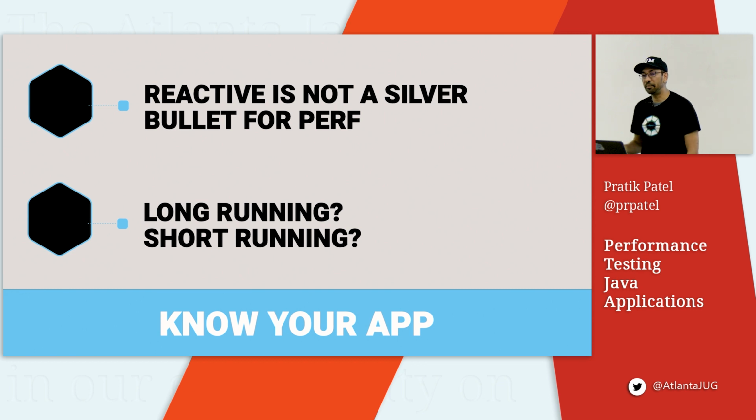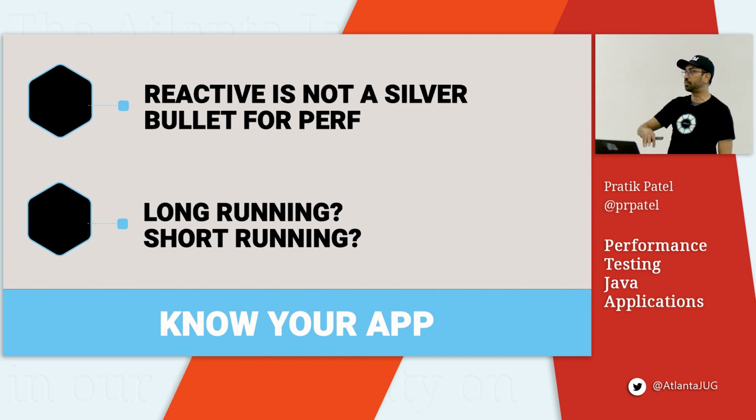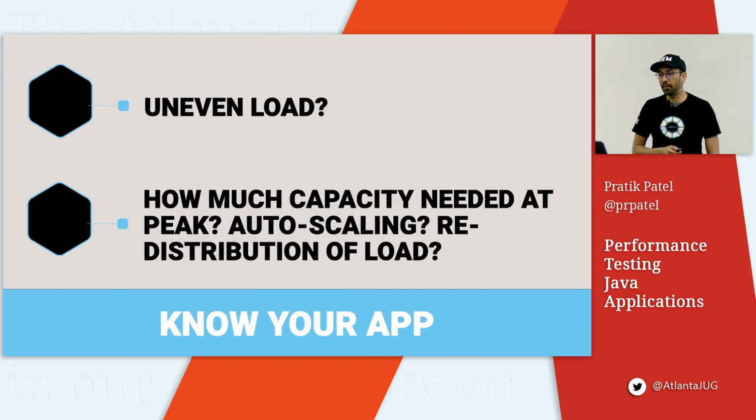Okay? So other things to know about your app: is it long running? Are you running your Spring Boot application for hours and days, or are you running in a microservice environment where you're using Kubernetes or OpenShift auto-scaling, and your app size or the number of nodes goes up and down, et cetera, right? So these are things that you need to know about your app. Okay? A couple of other things.